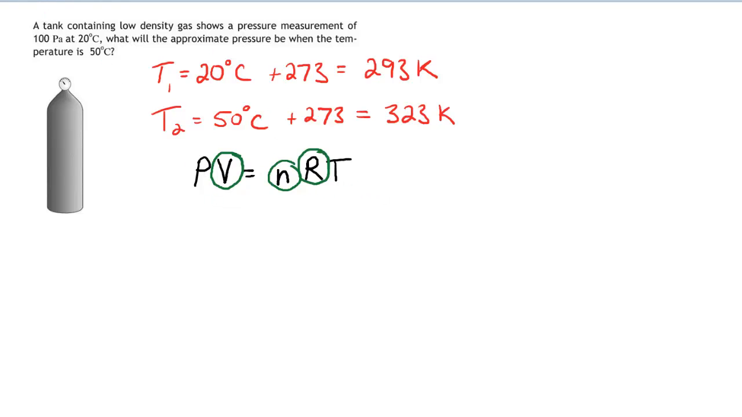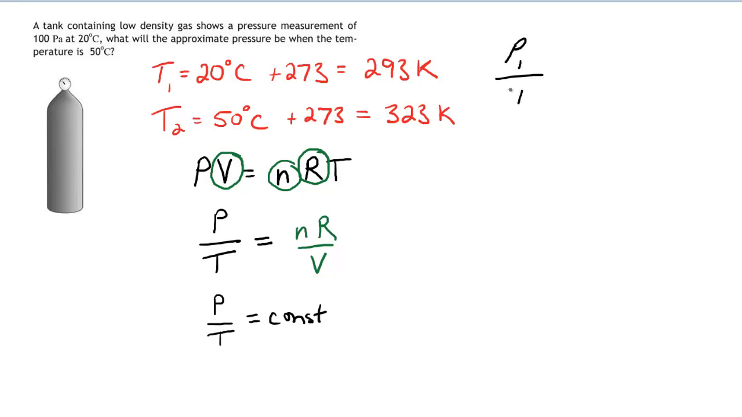So what do we get? I get pressure over temperature is equal to N times R over V. Or as we did before, I can say my pressure over my temperature, that ratio is constant. So what we're going to do is the same thing. Using our same technique that we saw in the previous question, we've got our initial pressure P1 and our initial temperature T1. That ratio has to be constant. So it has to equal my final pressure, which I'm calling P2, and my final temperature, which I'm calling T2.